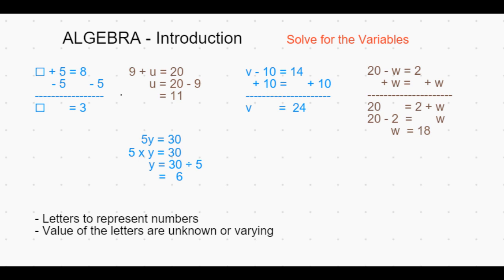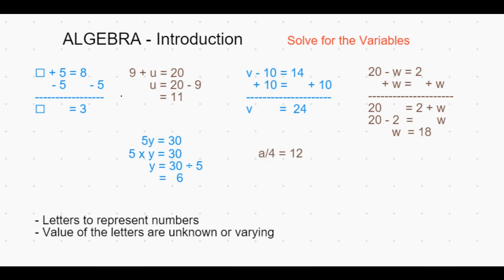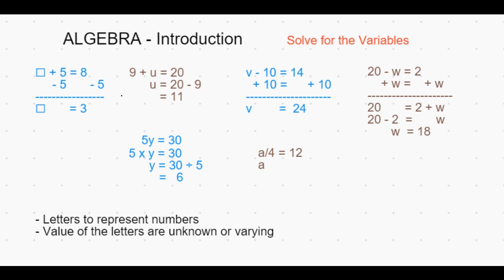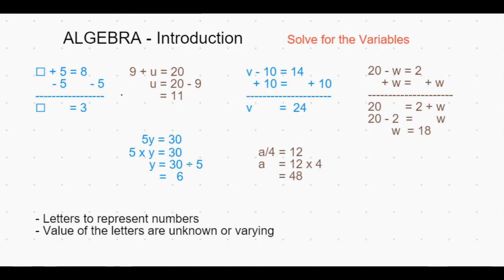So it might appear extremely simple, but just applying these concepts would be our algebra in P6 level. So let's look at another example. A divided by 4 equal to 12. So we multiply by 4 on either sides. A divided by 4 times 4 is A is equal to 12 times 4, which is equal to 48.